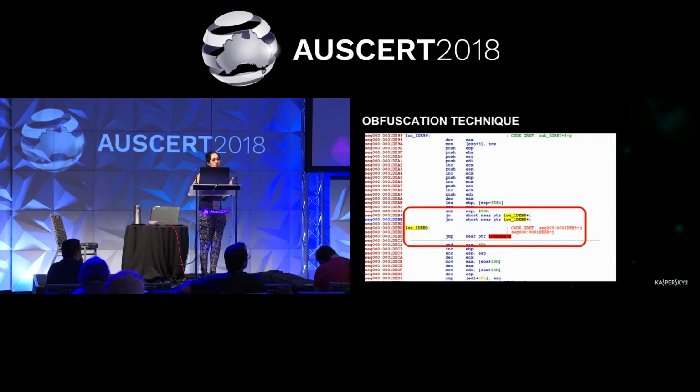But going after the first decryption routine, the code was something like this. As you see, there is some part that I put in red, which shows a specific obfuscation technique. It's not very specific to this threat actor, but it's not a very common technique either. So what the attackers do is put two complementary jumps after each other.